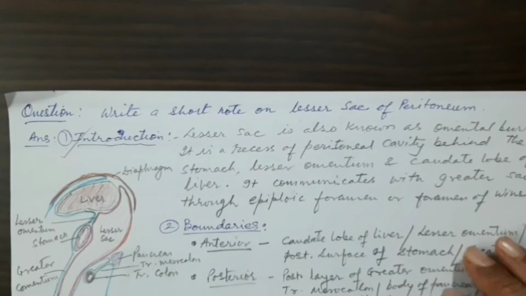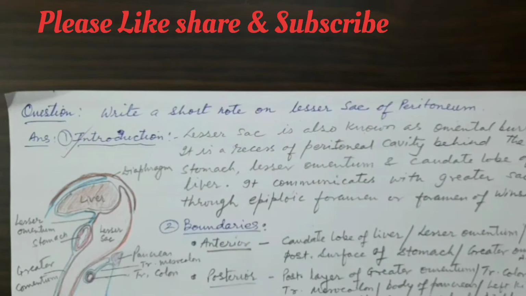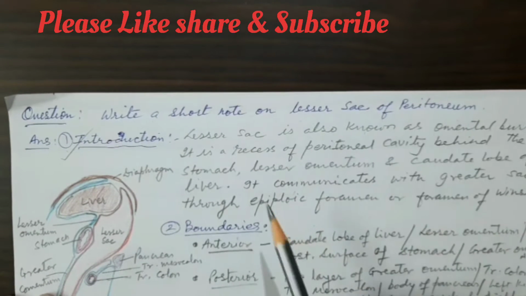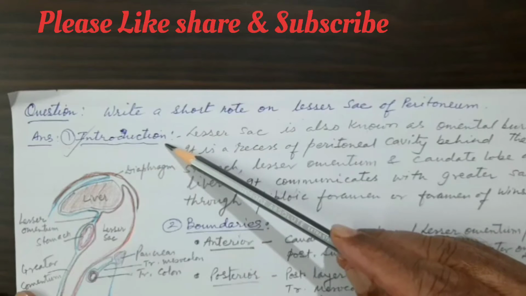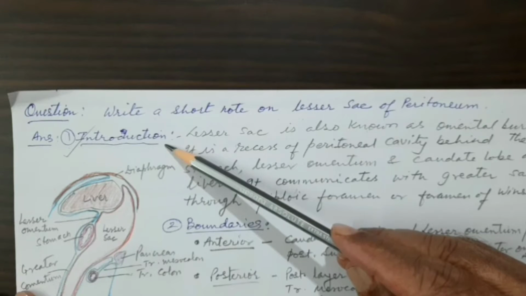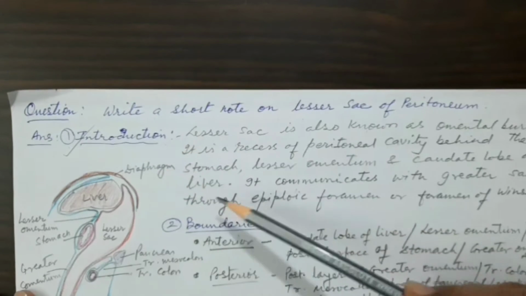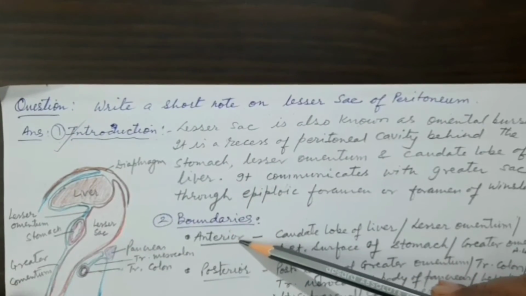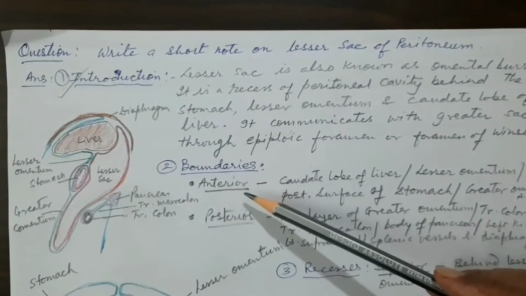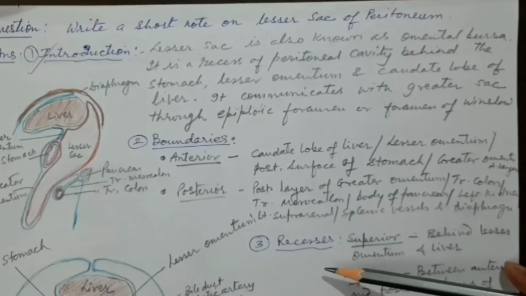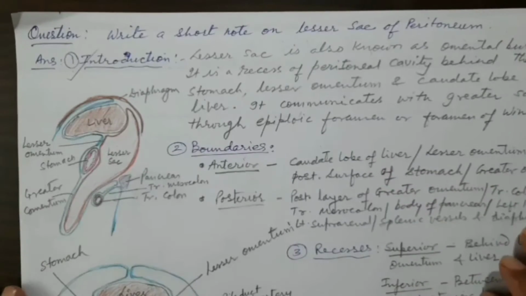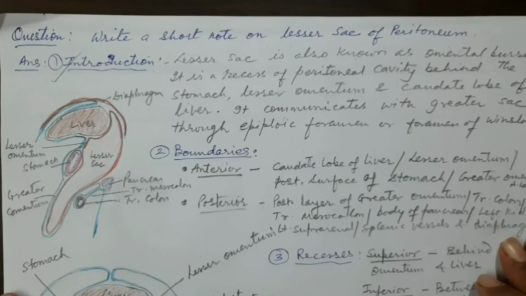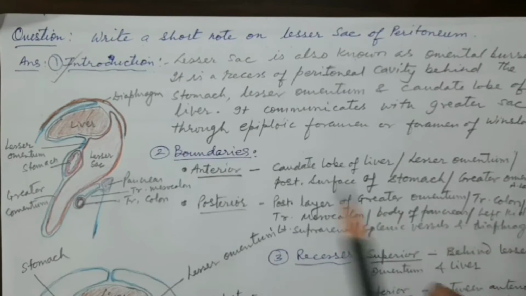Good evening, students. This is a short note on the lesser sac of peritoneum, and we will write this short note under various heads. The first will be a very short introduction of the lesser sac, then the boundaries of the lesser sac, then the recesses of the lesser sac, and lastly, the applied anatomy.